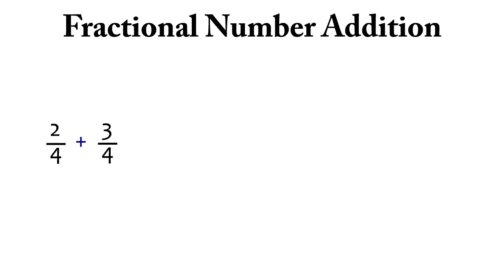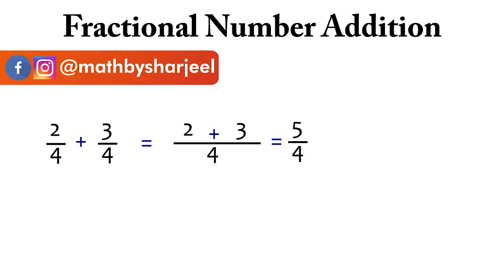To add the fractional numbers, the first step is to make the denominators equal. In this case, our denominators are already equal to 4. If these are not equal, then multiply the denominators with some integer to make them equal. We shall see that in the next example. After making them equal, write this at the denominator place, whereas sum the numerators at the numerator place. It will become 5 by 4.